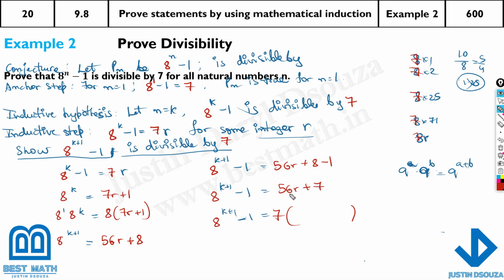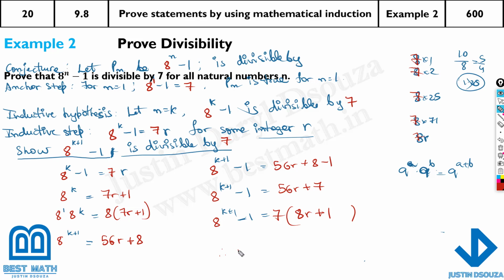Now, is this a factor? Can you take anything out? Yes, 7 times 8 is 56. So it will be 7(8r plus 1). So this is the factor. We got 7 times a certain number, right? Now, yes, therefore by mathematical induction, it's proven.